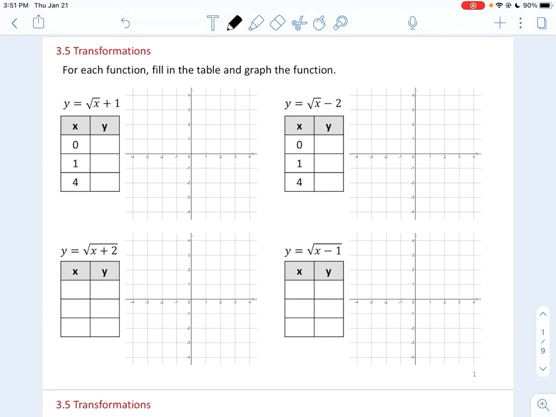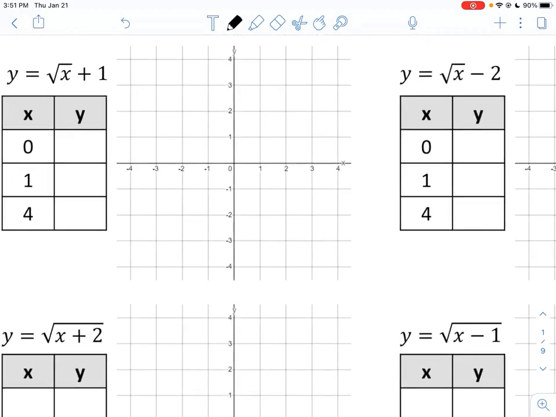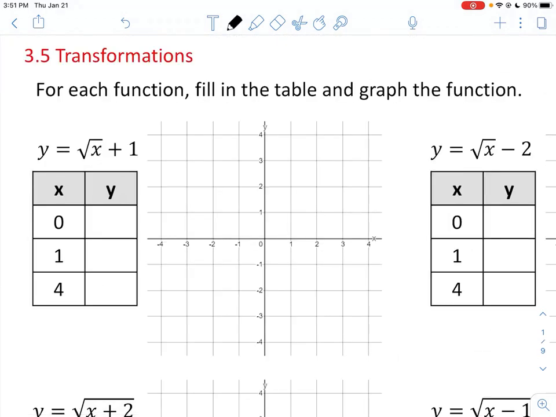Hello, math students. For each function, fill in the table and graph the function. We're going to go through 12 of these examples, and they're all going to be transformations of the parent graph square root of x. Now, without the plus 1 here, just recall that the square root of x was our top half of a sideways parabola opening this way. So we're going to figure out how to do different transformations of this by experimentally plotting points and figuring out what is going on. Y equals square root of x plus 1.